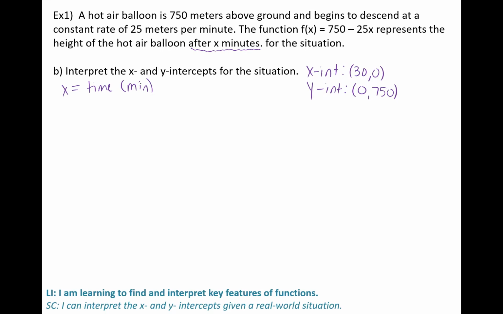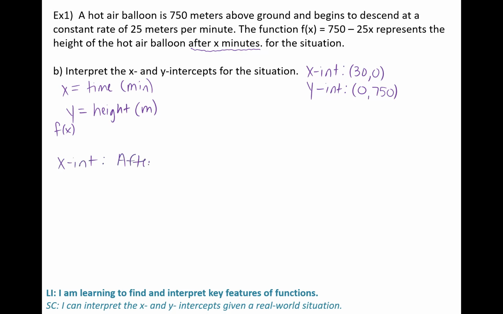And then our y, in this case, you could go back and look at the graph or look at just the function. Remember, y is the same as saying f of x. And the y in this case represents the height of the balloon in meters. That's important as we interpret the x-intercept. The x-intercept has two numbers, 30 and 0. The 30 in the x spot represents time. So I might make a statement like this to interpret my x-intercept.